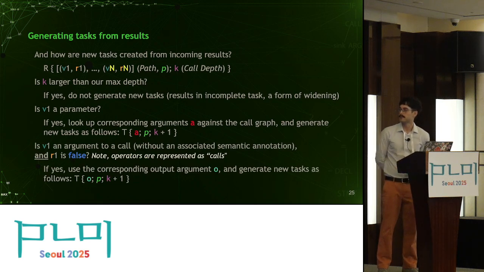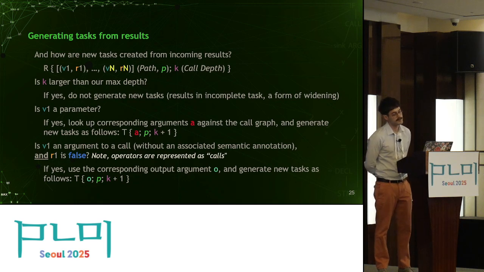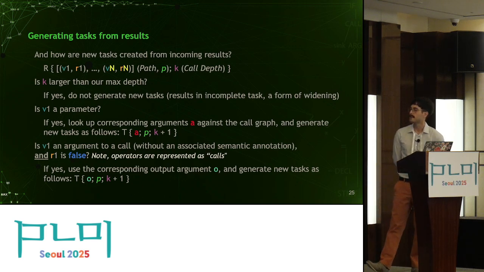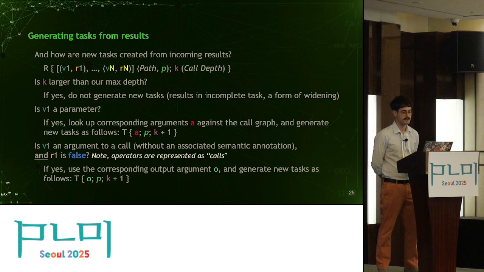Is v1 an argument to a call without an associated semantic, and r1 is false, so it's an incomplete item? Then if yes, the corresponding output argument will be the node of the task. And just to note that operators are also modeled as calls, so this includes your assignments, generic binary operators, etc.